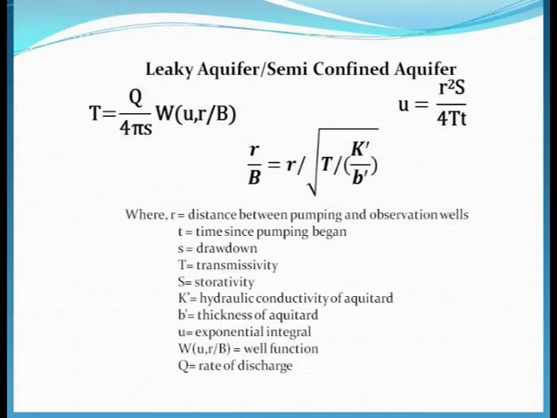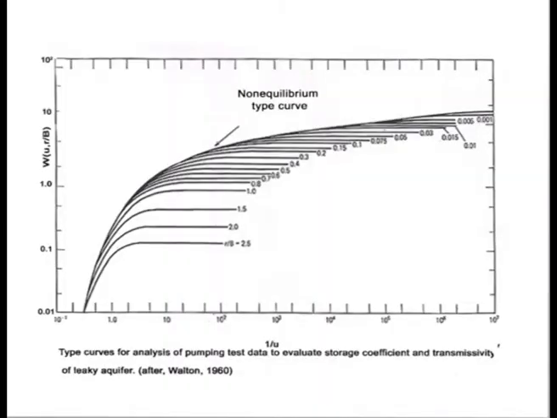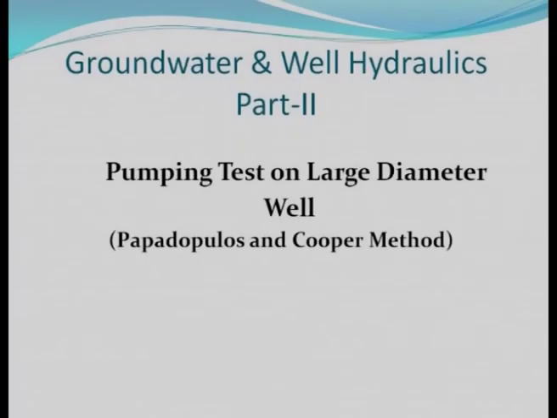There is a family type of curve for different values of r upon B. If you see the diagram given in the text clearly, there is a value of r upon B written for each and every family type of curve given by Boulton. So this completes the determination of T and S in a small diameter well in confined aquifer, unconfined aquifer and leaky aquifer.